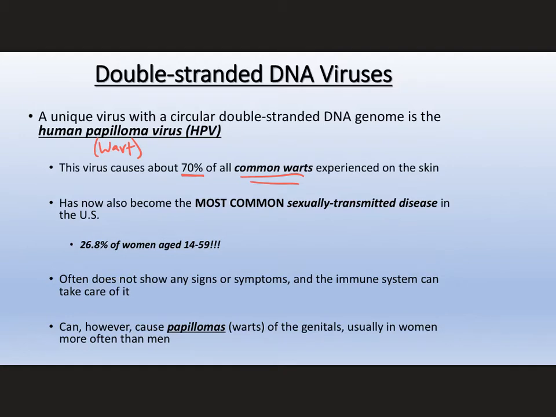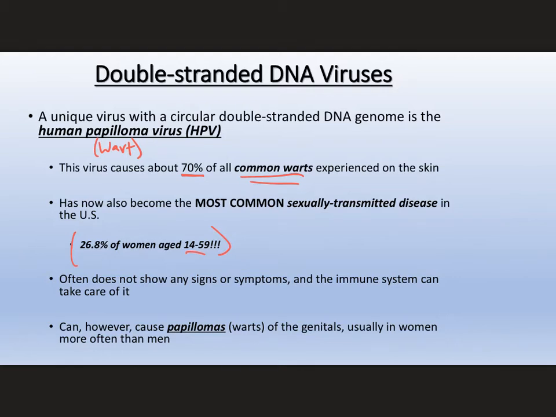Now, what's crazy is that sometime in the past maybe 30 or 40 years, HPV has become the most common sexually transmitted disease in the United States. Because not only can this cause warts of the skin, this virus can cause warts of the genital area. If you look at the statistics, this is a couple years ago that I looked this up, roughly 27% of women in your age group, and I know this is a big range, 14 to 59, but basically what we're looking at there is the age group of reproductively active females, right? 27%, so a little over a fourth of all females are probably HPV positive.